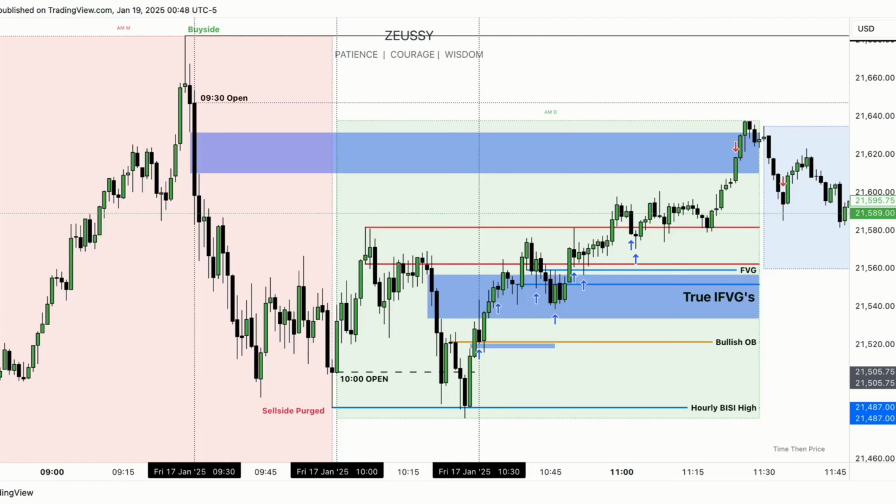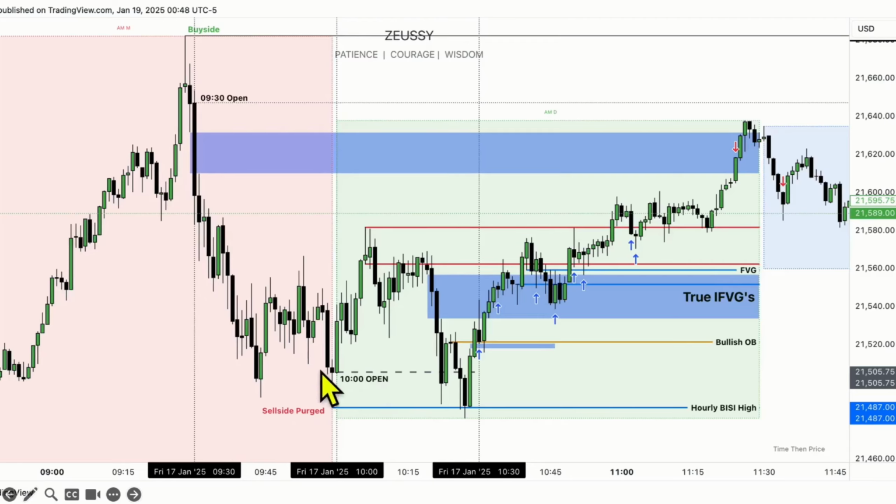Because all they're doing is delivering price in an efficient manner within specific time cycles, within specific windows of time. This right here is consolidation. And that consolidation is basically engineering liquidity in the form of sell stops below these relative weak lows, as you know.